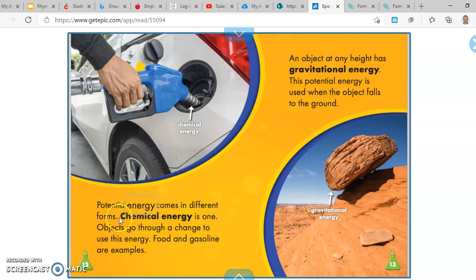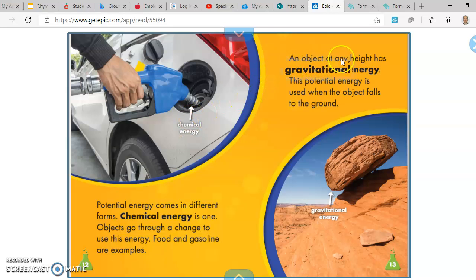Potential energy comes in different forms. Chemical energy is one. Objects go through a change to use this energy. Food and gasoline are examples. So there's chemical energy there. Also food. Food is kind of stored energy. It's potential. It hasn't been eaten yet and turned into energy in your body.